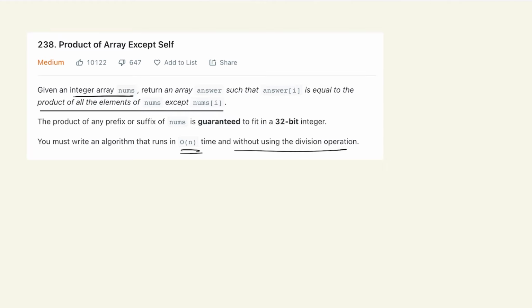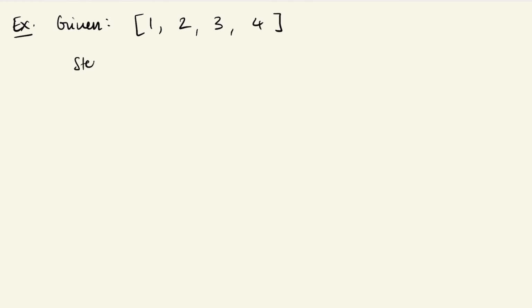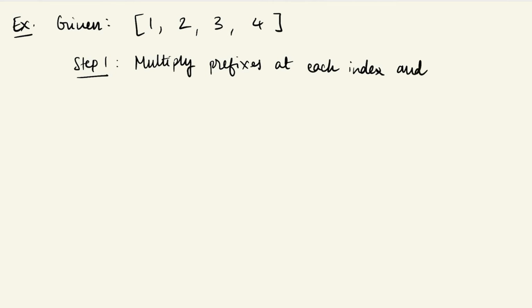So let's get started with an example. Let's say we have 1, 2, 3, 4, right? Step 1 would be to multiply each index with its prefix values. So what would that look like in our case? It would be 1, and then 2's prefix is 1, 3's prefix would be 2 times 1, which is 2, and then 4's prefix would be 1 times 2 times 3, which would be 6. So then we get 1, 1, 2, and then 6.